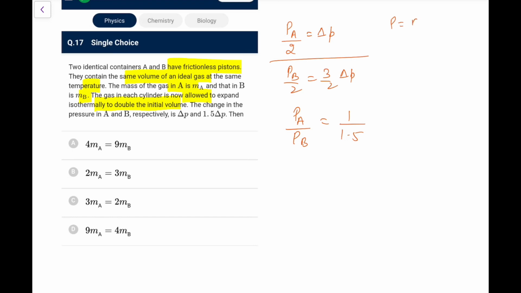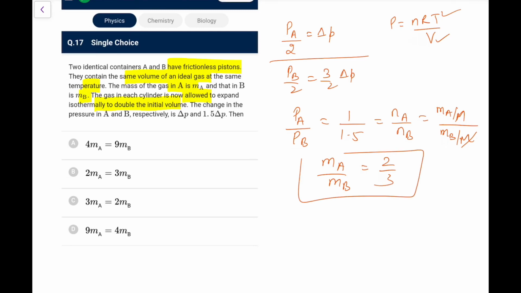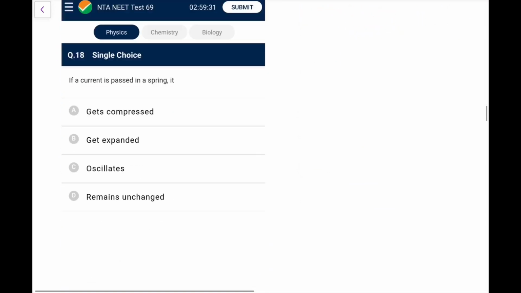And you know pressure is nRT by V. V is same, and they are at the same temperature, so the pressure ratio would be equal to Na upon Nb. Na is Ma upon molar mass M, and Nb is Mb upon molar mass M. Molar masses cancel, so Ma upon Mb comes out as 1 upon 1.5, or you can write it as 2 by 3. So 3 Ma is 2 Mb. Go for option C. Next one.